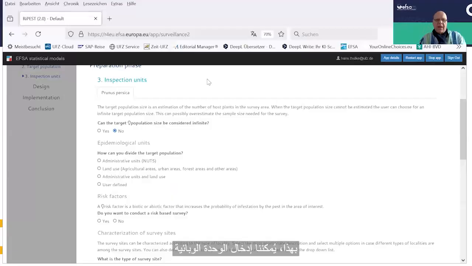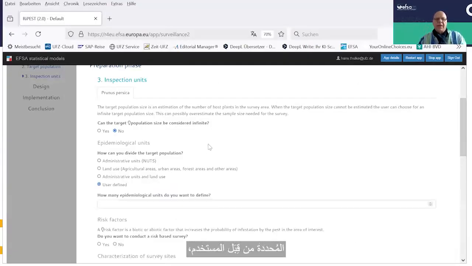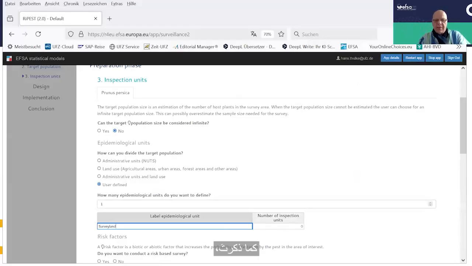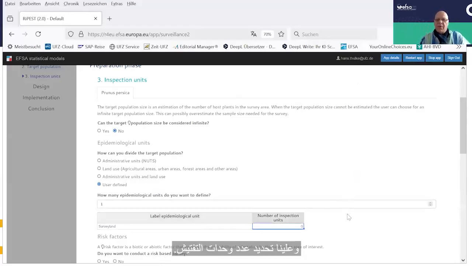Okay, so having this, we can enter our user-defined epidemiological unit. We want to have one, and we call this Surveyland, as you said, and we have to give the number of inspection units. Should we calculate the number of inspection units together?